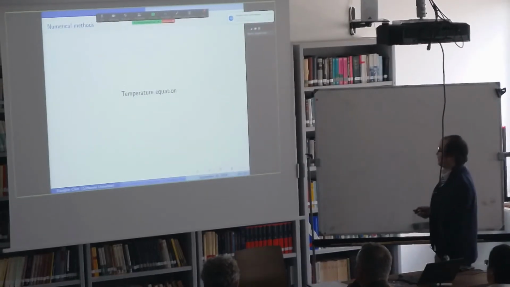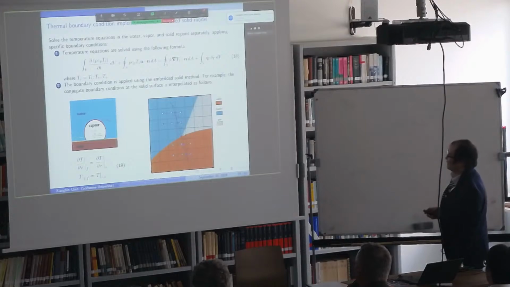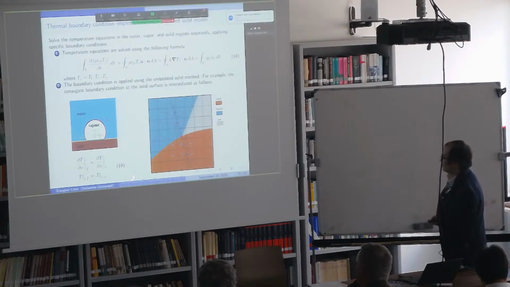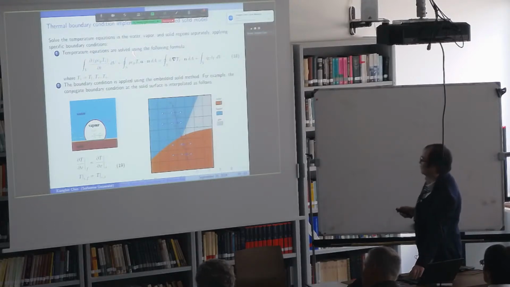And next, we need to add the temperature equation to the solver. The equation we need to solve is 18, and the boundary condition is applied also using the embedded solid methodology. For example, if you want to apply the conjugate boundary condition 19 at the solid-water interface, you get a relationship between the liquid temperature in the blue region and the solid region using this boundary condition, and then you get the relationship between the hollow triangles and the hollow circles, and then you can solve this equation with the specific boundary condition.